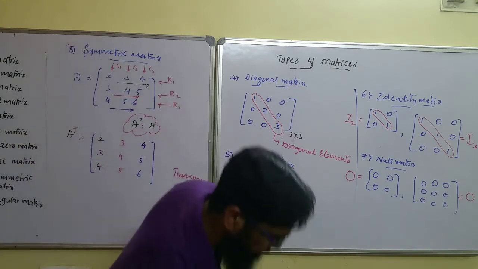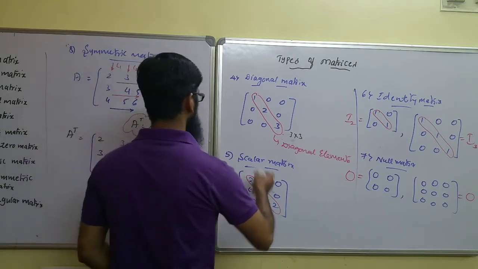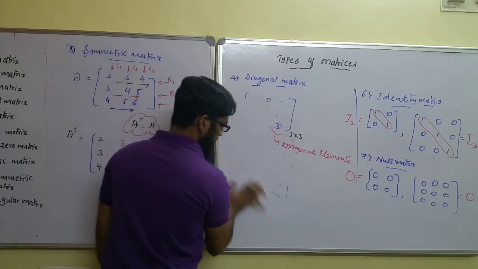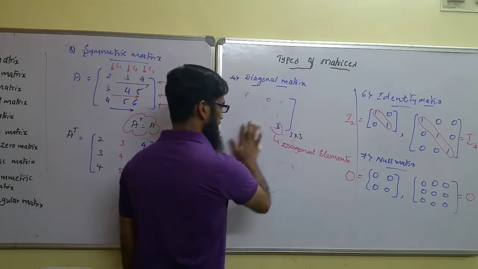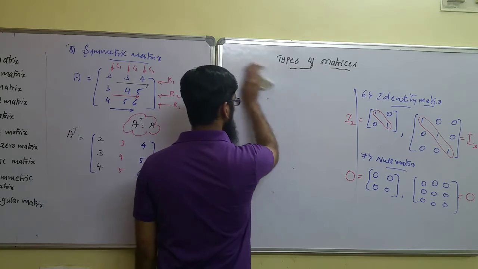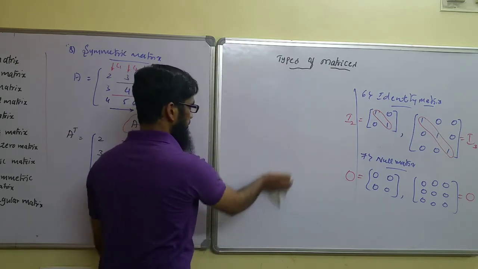Next we will go for the skew symmetric matrix. The skew symmetric matrix is nothing but, the transpose of A is almost equal to A, but with a negative sign.